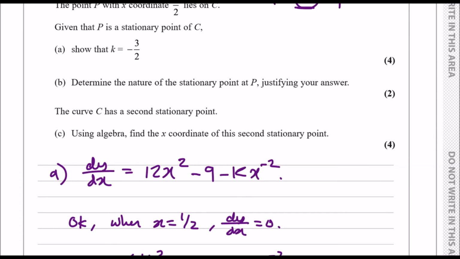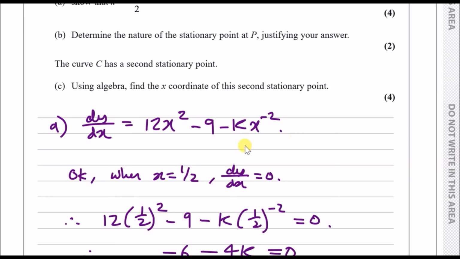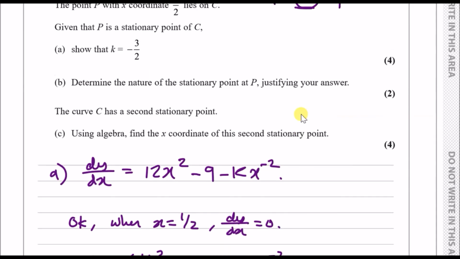And finally, for part C, we are told that the curve C actually has a second stationary point. Now, using algebra, find the x-coordinate of this second stationary point. So stationary points can be found when you have a dy dx equation and you set it to 0 and you solve for x. Because it's telling us that there's two stationary points, this is probably telling us that the dy dx equation is actually a quadratic equation. Because two stationary points, well, usually that's what it would imply.